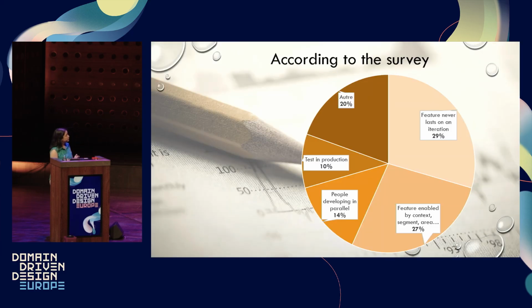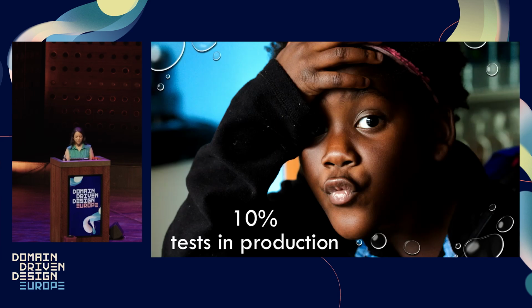Indeed, 29% consider that a feature never lasts in an iteration. So that's why they are using flags. 27% use flags to enable features by segment, so by context or area. 40% consider that they have several of them, so we have many developers who develop in parallel in the project or on the feature. And the surprise: 10% test in production directly.